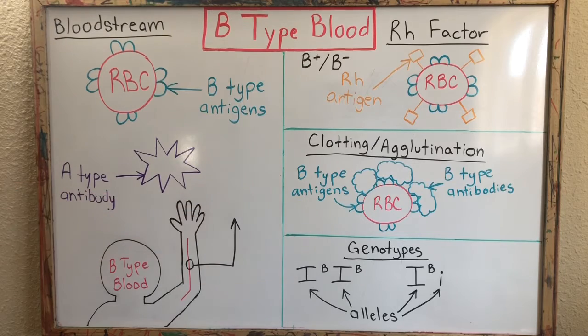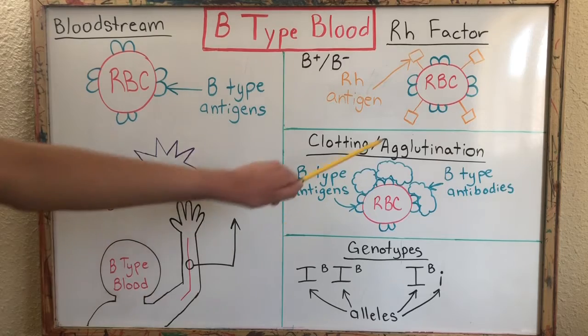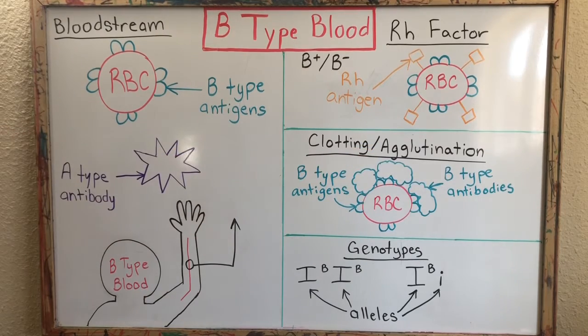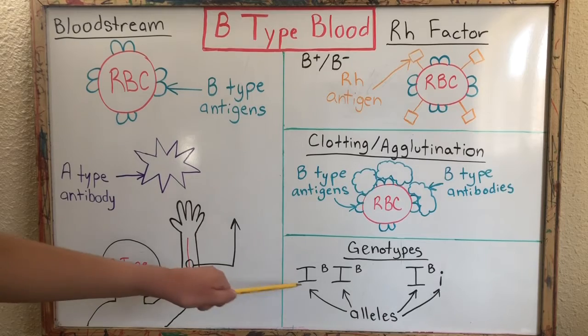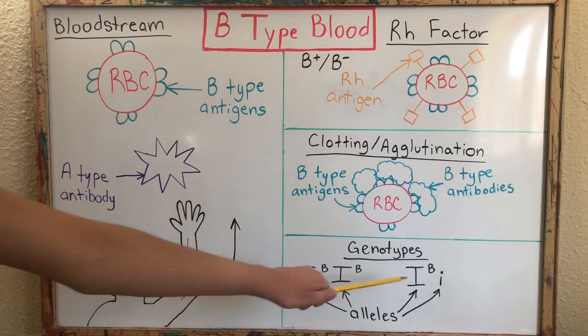antigen type. The antibodies would then attack the red blood cells by attaching themselves to the antigens, and that would clot the bloodstream. This clotting is also called agglutination. This is why a person with blood type B has B-type antigens on their red blood cells and A-type antibodies in their plasma. There are two possible genotypes for B-type blood, the genotype IBIB and the genotype IBi.